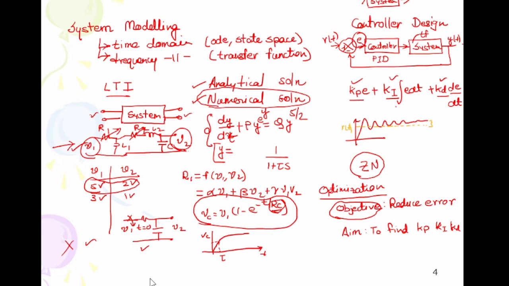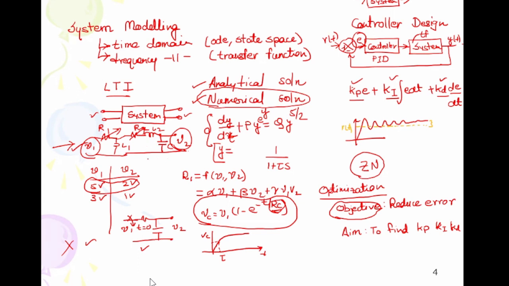Here we are reducing the error between the actual output of the system and the reference value. Here also we are reducing the error between the simulated output and the experimental output. The simulated output, how can you get it? You can simulate this model in MATLAB, in PSpice, in Mathematica. But for that, you should know the value of R, L, and C.